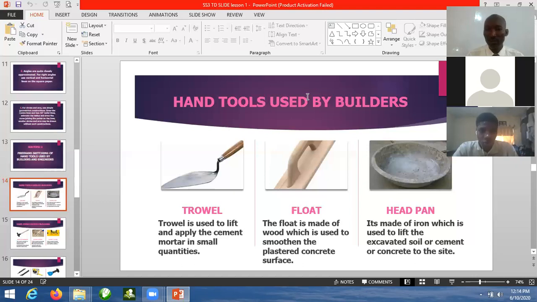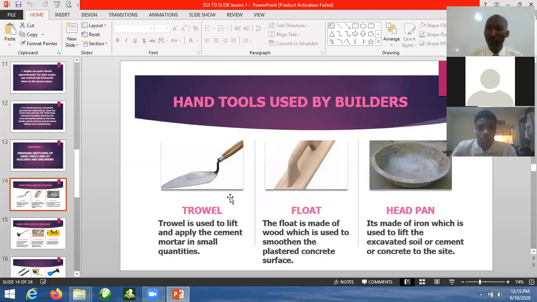All right. What is the first one there? A trowel, a hand trowel. Yes. A hand trowel. Now the trowel is used to lift and apply cement mortar in small quantity. When you are building a house and you need to lay the blocks, you cannot just lay the blocks without a trowel. You need to use the trowel to get the mortar and apply it. So the trowel is used to lift and apply the cement mortar in small quantity.